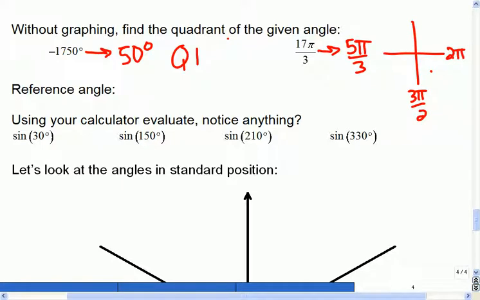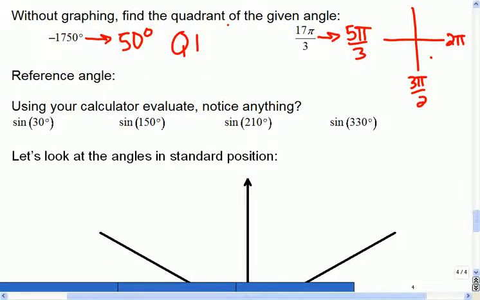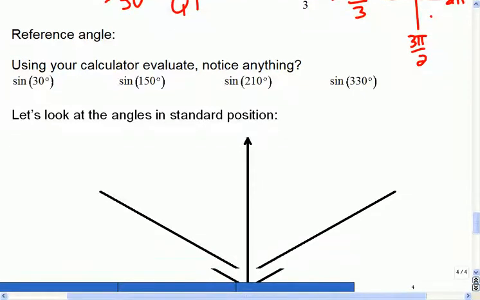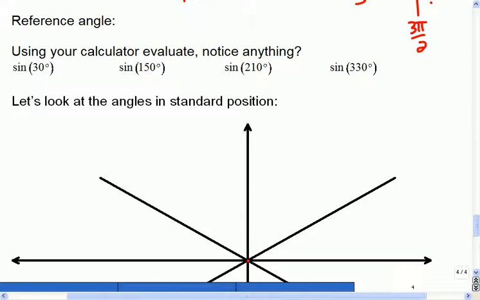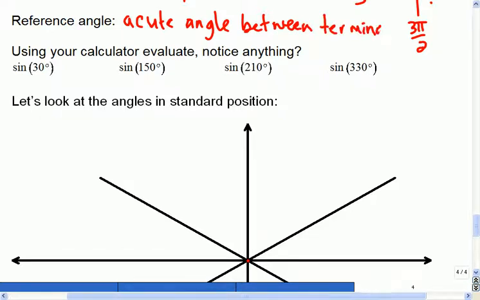Okay, so here's the most important idea. The first two things, coterminal and principal, those are a build-up to this. The reference angle is the most important thing that we need to talk about today. So the reference angle, this is the acute angle between the terminal arm and the x-axis. Now that sounds really complicated, but I'll show you a picture. It's actually pretty simple.